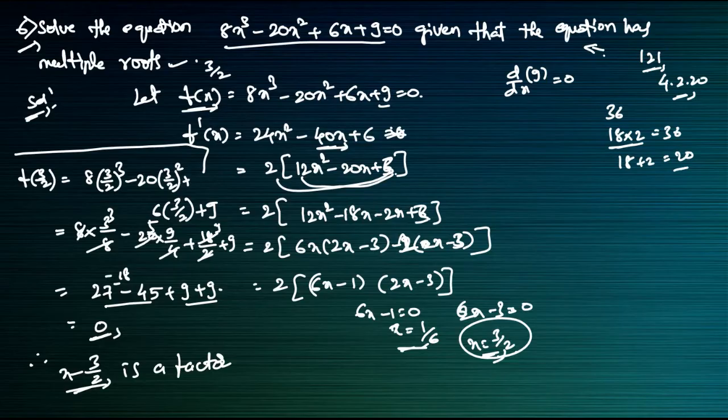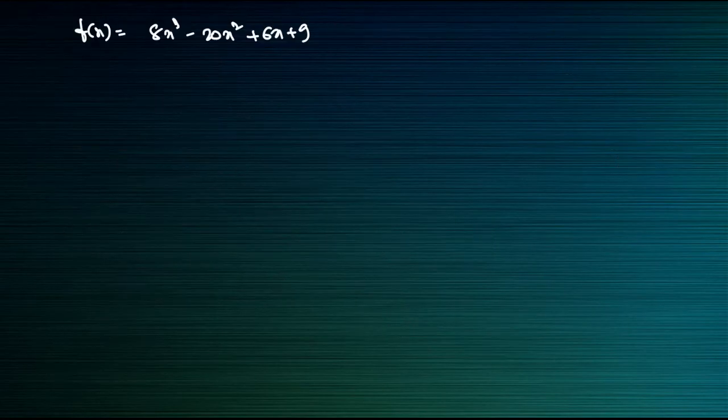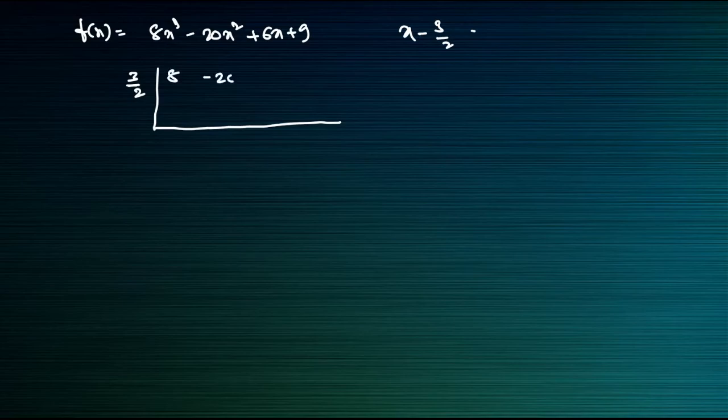Now we have to find the other 2 factors here. So I will do one thing. We got x minus 3 by 2 as one root here. So we'll take 3 by 2 like this. I will take 8, minus 26 and 9 here. So 3 into 0, 0 will come here.